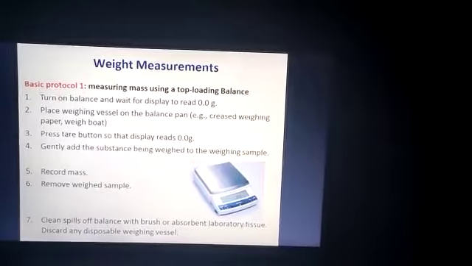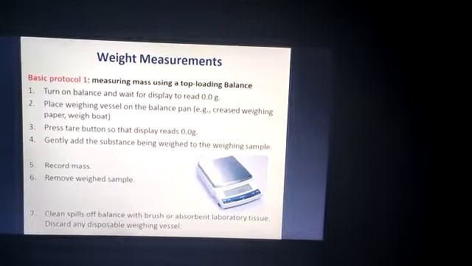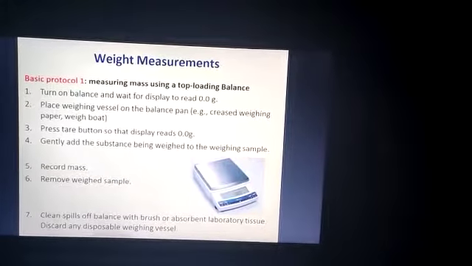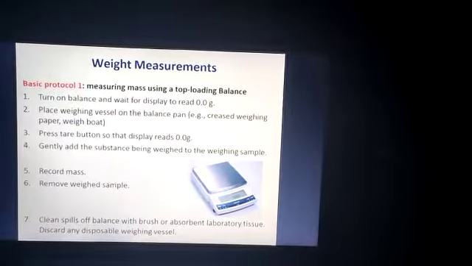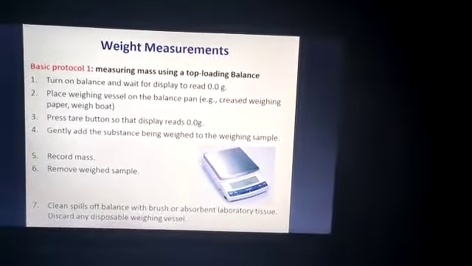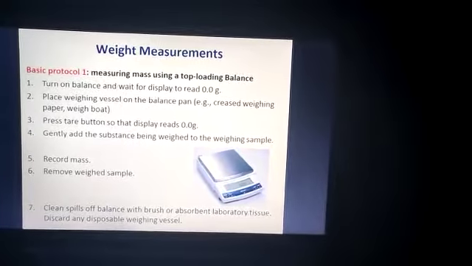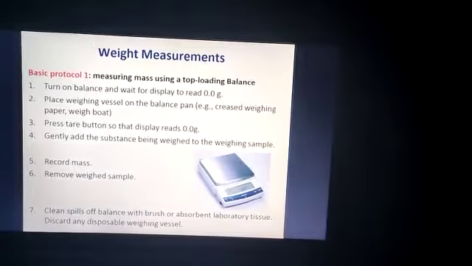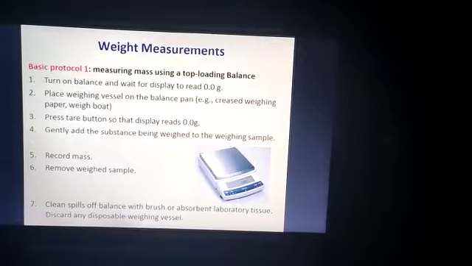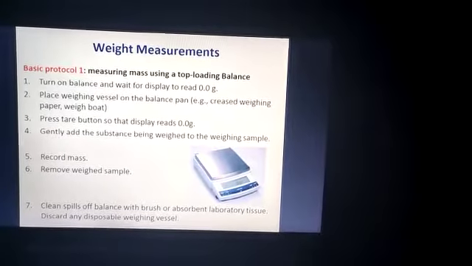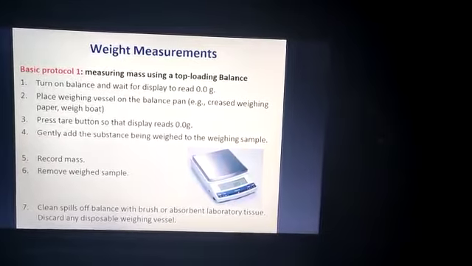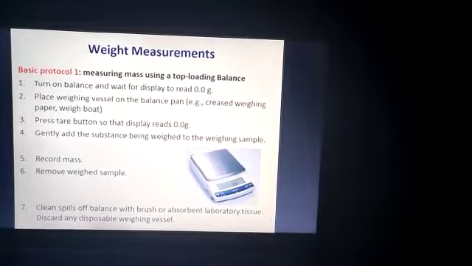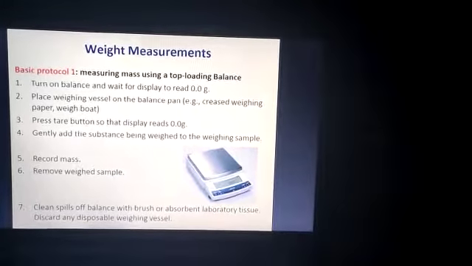Weight measurements. Basic protocol 1. Measuring mass using a top loading balance. First, turn on the balance and wait for display to read 0.0 grams. Place the weighing vessel on the balance pan, for example creased weighing paper, weighboat, etc. Press the tare button so that display reads 0.0. Gently add the substance being weighed to the weighing vessel. Record the mass, remove the weighing vessel, clean spills off the balance with brush or absorbent laboratory tissue, discard any disposable weighing vessel.